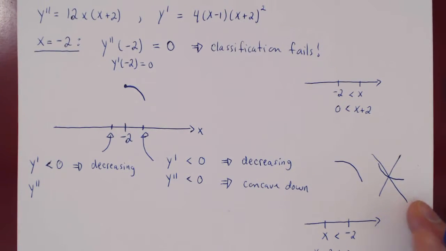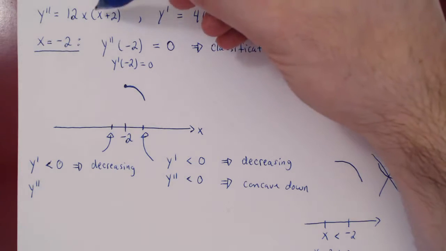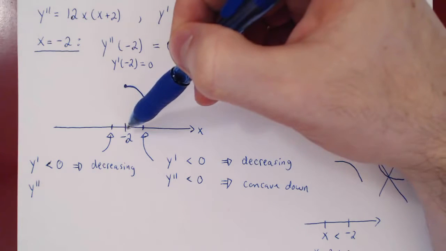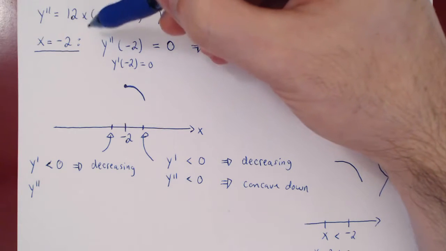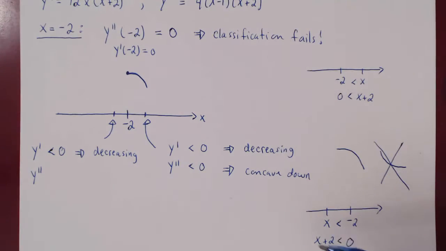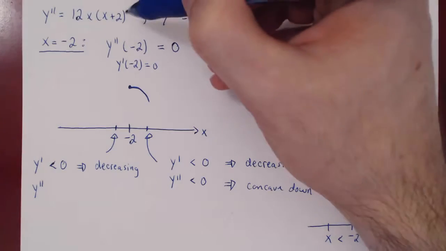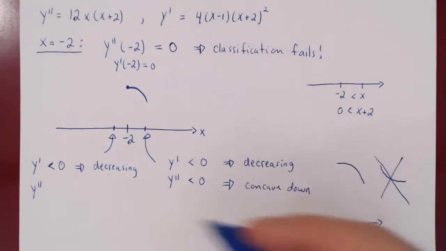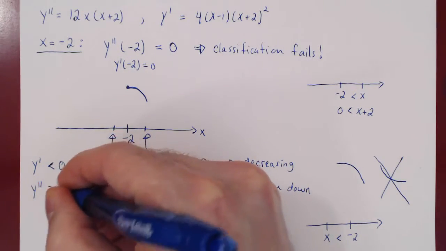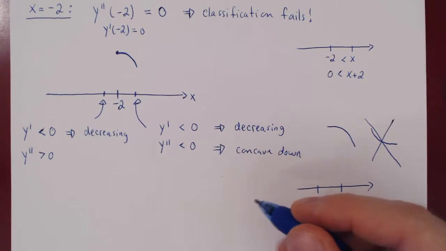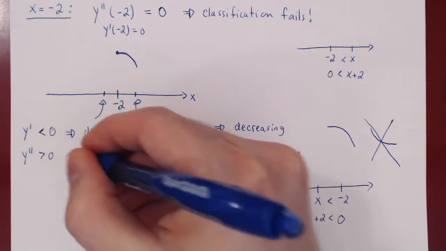So now look back to the second derivative. X plus 2 is negative. 12 is positive, but x is very close to negative 2. Therefore, x is negative. So you have a positive times a negative times another negative. So positive times negative is positive. So to the left of negative 2, the second derivative is positive. So the curve will be concave up.